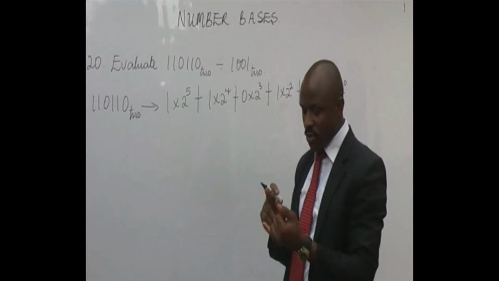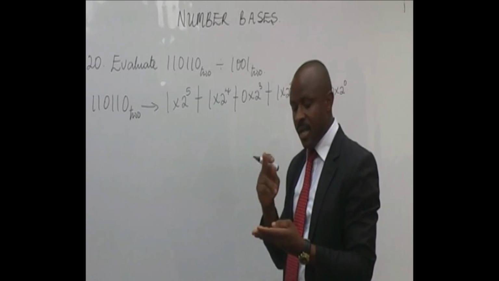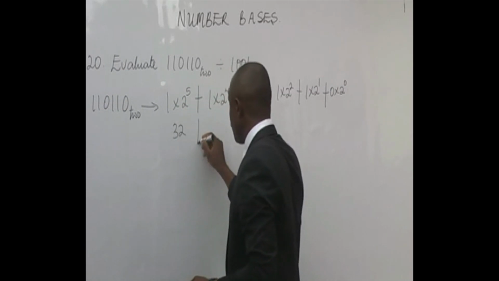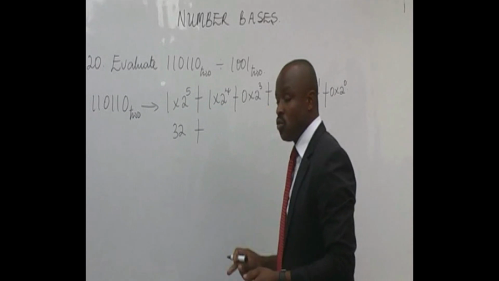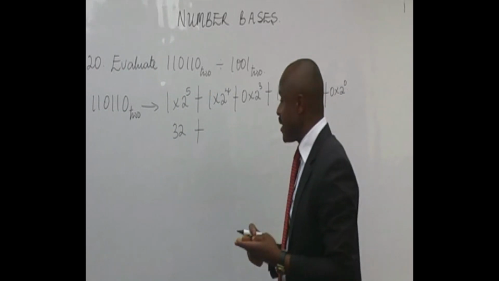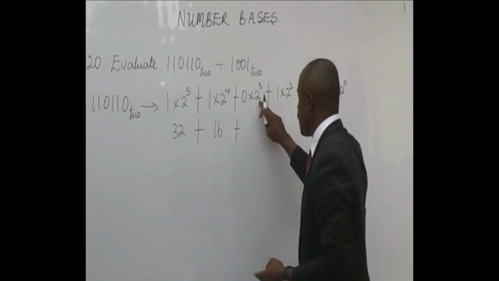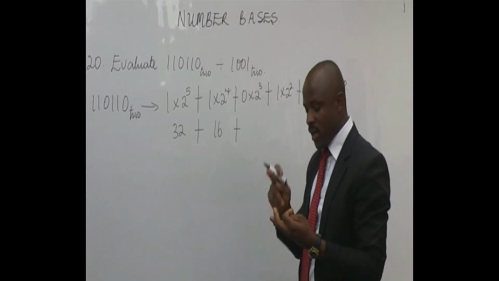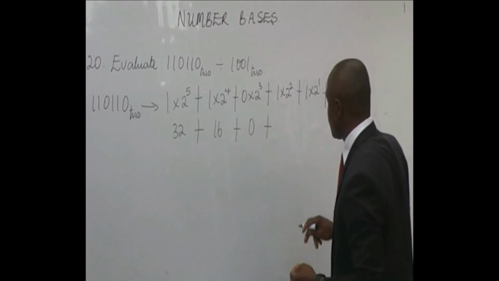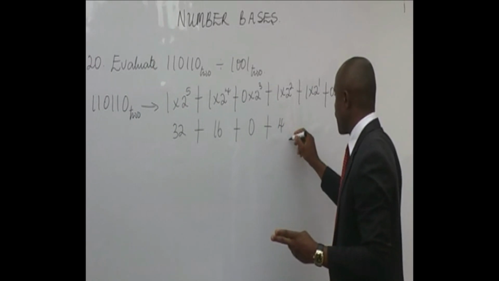2 exponent 5 means 2 times 2, 4, times 2, 8, times 2, 16, times 2, 32. So 32 times 1 will give you 32. Plus 2 exponent 4 means 2 times 2, 4, times 2, 8, times 2, 16. Then 16 times 1 will give you the same 16. Plus 2 times 2, 4, times 2, 8. 8 times 0 will give you 0. Plus 2 times 2, which will give you 4. Then times 1 gives you 4.